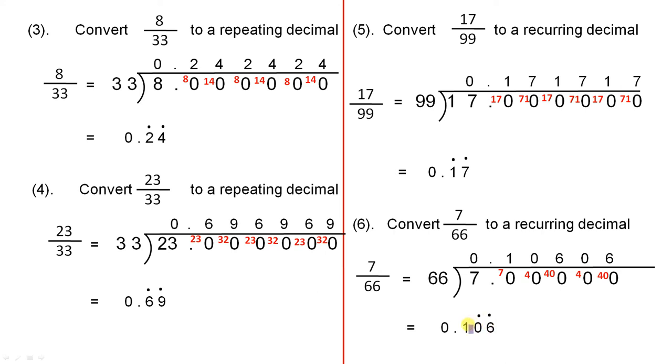So you put down the 1 after the decimal point, and you put a dot over the 0 and the 6, and that tells you that the repeating decimal is 0.1, 06, 06, 06, 06, etc., because the 0 and the 6 are the only ones that keep repeating. So this video has given us some examples where we can practice converting fractions to repeating or recurring decimals.